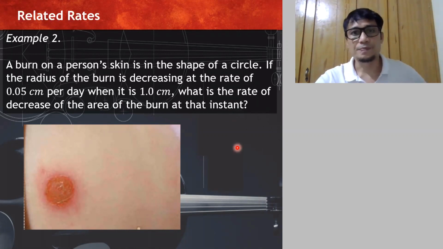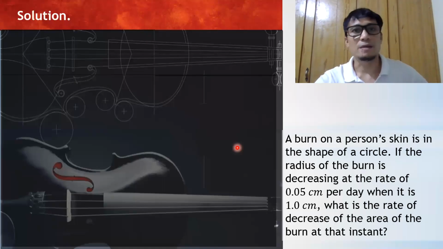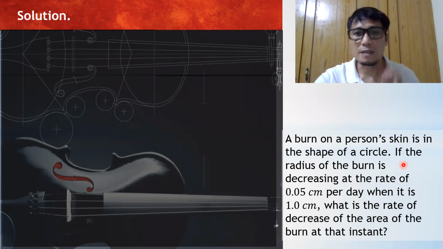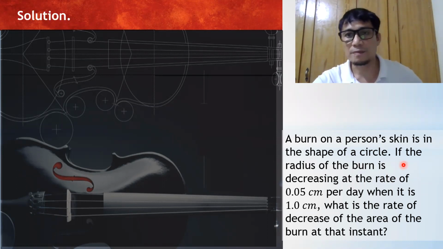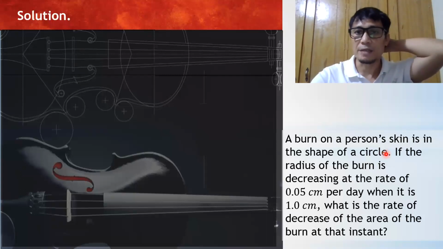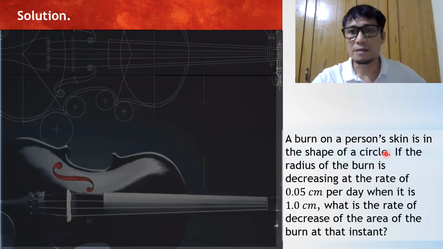Okay, again, we need to analyze the problem now and make sure that we understand the problem. And at the same time, we identify the given quantities, okay? We're talking about a circular burn on a person's skin. That's a geometric concept, geometric figure. So we have radius here, which we again denote by R.